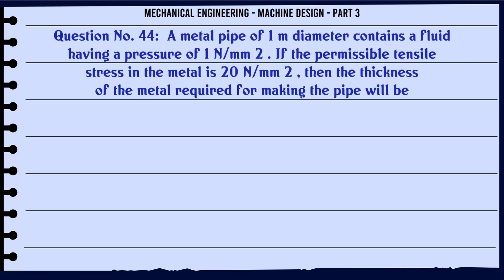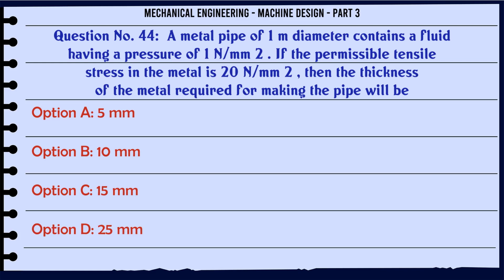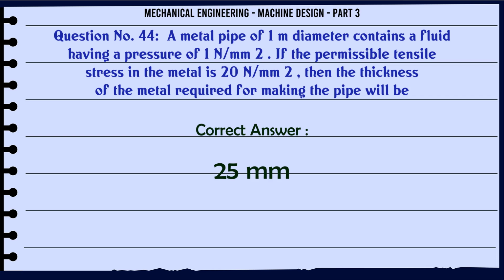A metal pipe of 1 m diameter contains a fluid having a pressure of 1 N/mm². If the permissible tensile stress in the metal is 20 N/mm², then the thickness of the metal required for making the pipe will be A. 5 mm, B. 10 mm, C. 15 mm, D. 25 mm. The correct answer is 25 mm.